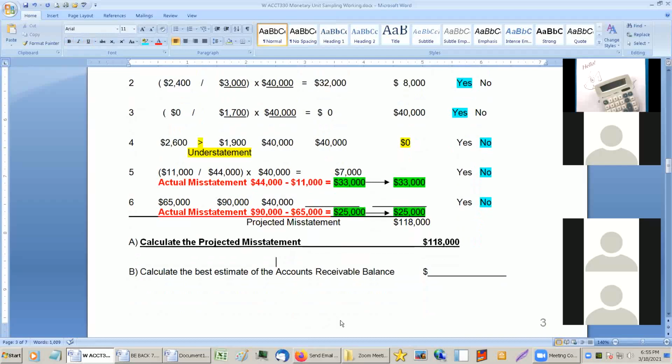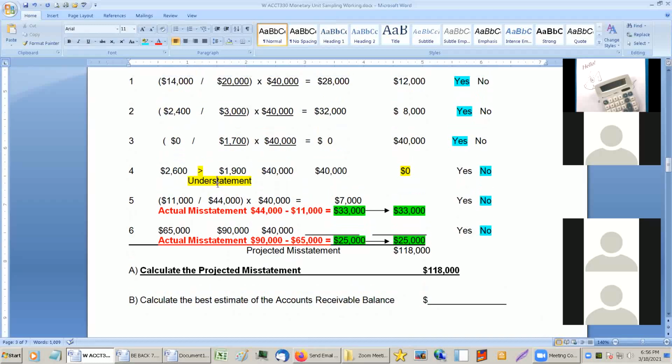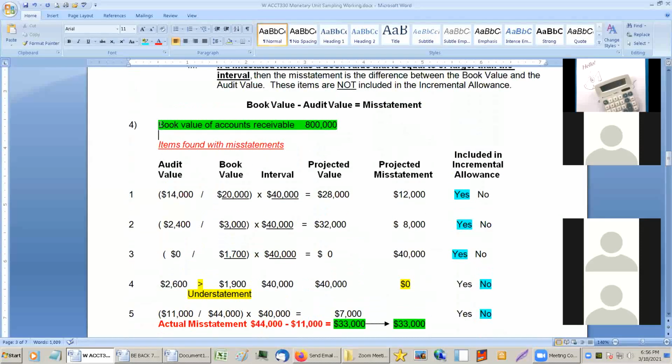So we're saying that the books are off by 118,000. Now, you may say, well, are these understatements or overstatements? They can only be overstatements because this method is not good for understatements. If we get an understatement, we ignore it. So these are only going to be for overstatements. So we're going to take the book value of the accounts receivable. We'll bring it down here.